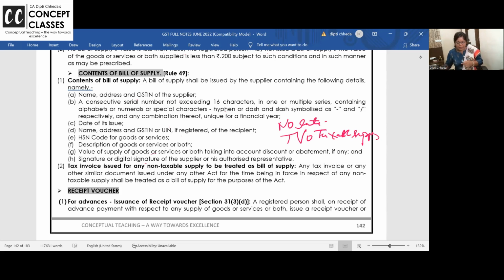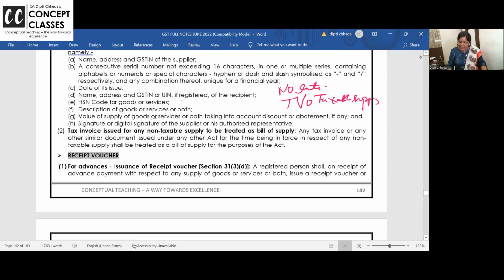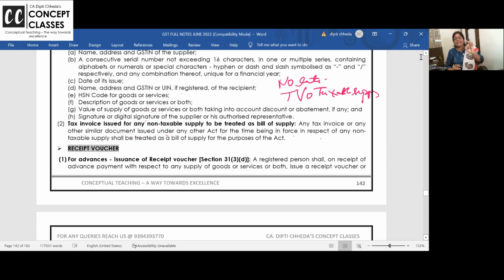Read it calmly, and if you have any doubts at home, ask. Bill of supply, 2 cases: exempted goods, and composition. Done. Any tax invoice or any other similar document can be issued, and it will be treated as a bill of supply. Give anything except a tax invoice. As when you go to theaters and get a ticket, many times when you book online it is given on your mobile. That is like a bill of supply.